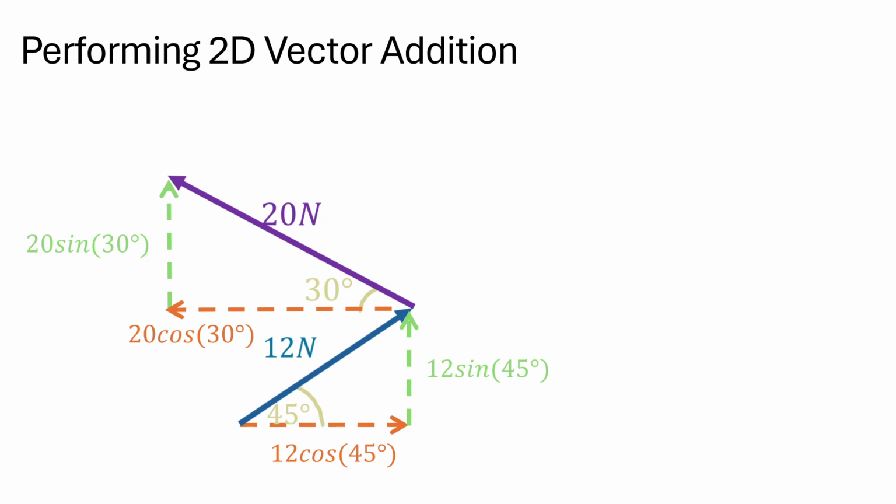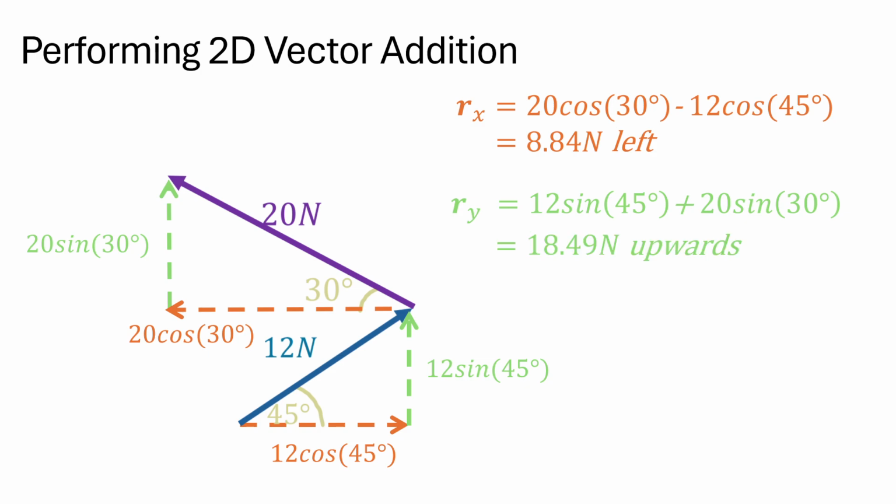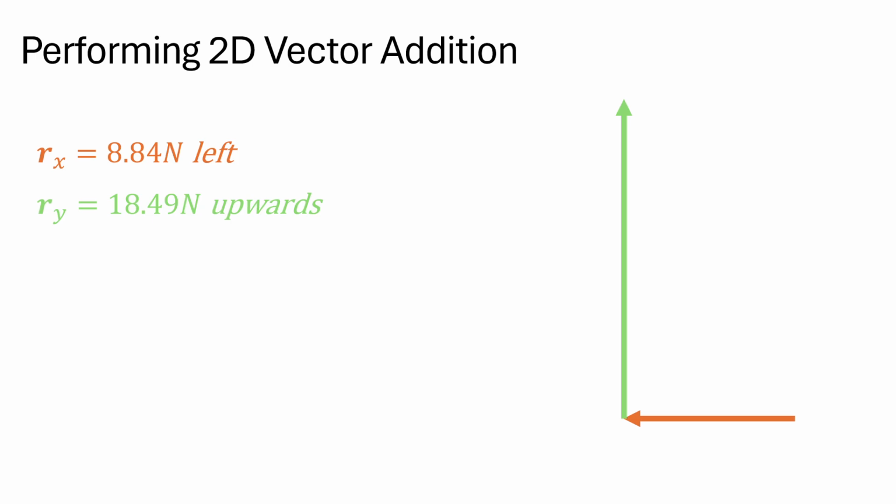Which means that the horizontal component of the resultant vector will be 20 cosine 30 degrees minus 12 cosine 45 degrees to the left, which is 8.84 newtons to the left. And for the vertical component, it will be 12 sine 45 degrees plus 20 sine 30 degrees, which will be 18.49 newtons upwards. So now we have the horizontal and vertical components of the resultant vector. We can use Pythagoras. First of all, let's draw up what the resultant vector is going to look like with our horizontal and vertical components.